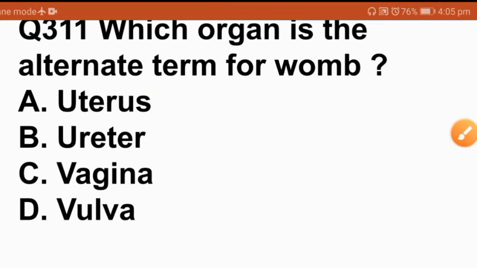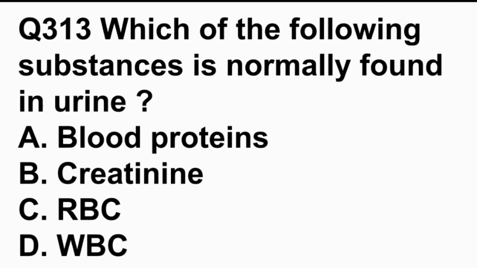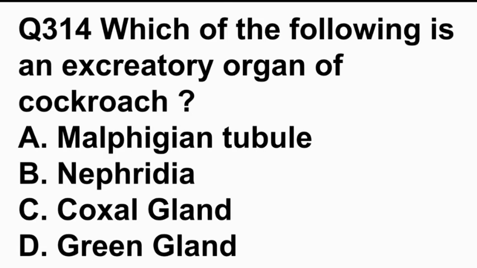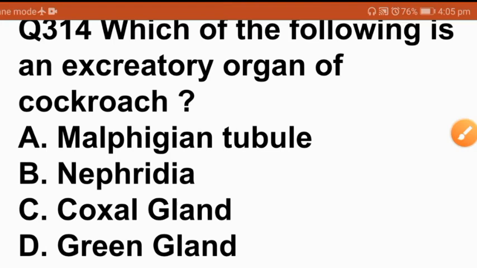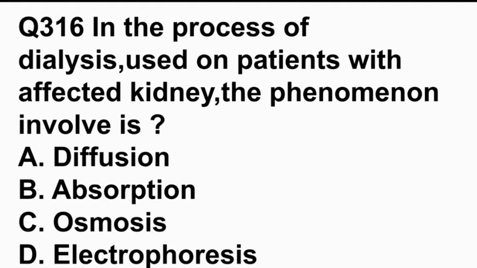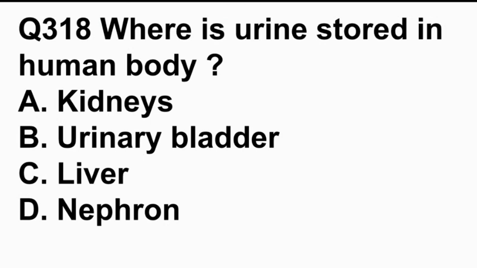The excretory products of mammalian embryo are eliminated out by A. Placenta. Which of the following substances is normally found in urine? B. Creatinine. Which of the following is an excretory organ of cockroach? A. Malpighian tubule. The nitrogenous waste of a human being is B. Urea. In the process of dialysis used on patients with affected kidney, the phenomenon involved is C. Osmosis. The highest concentration of urea is found in C. Hepatic vein.